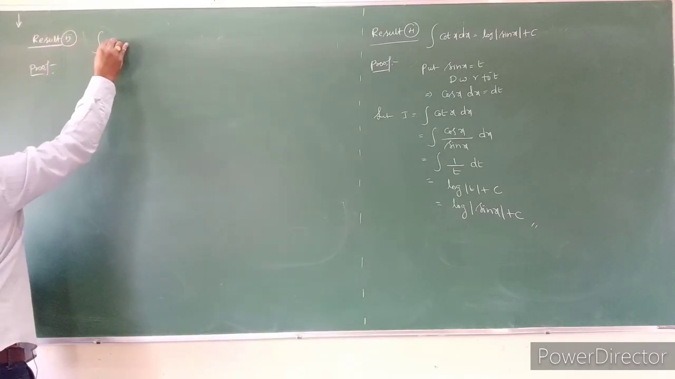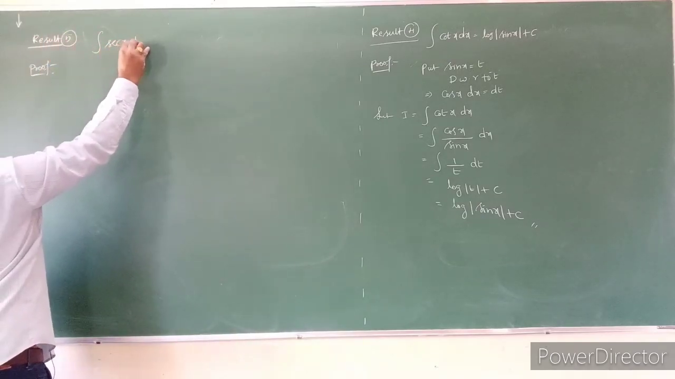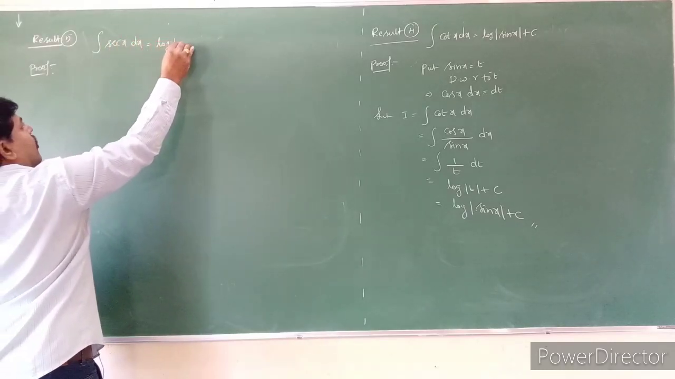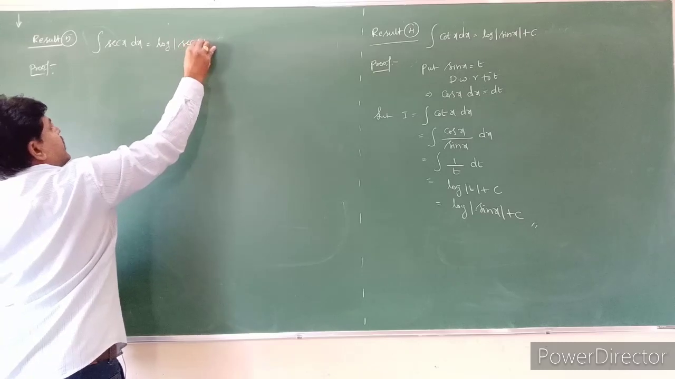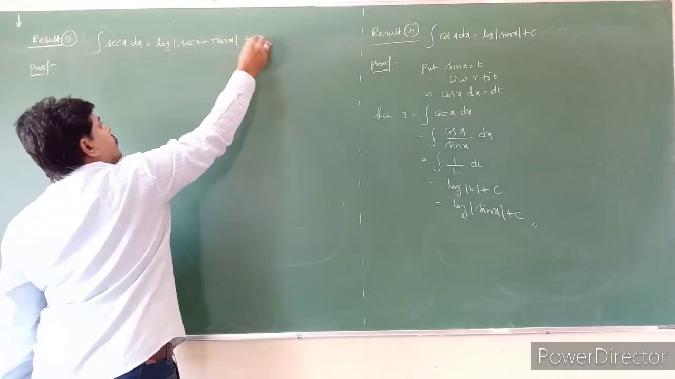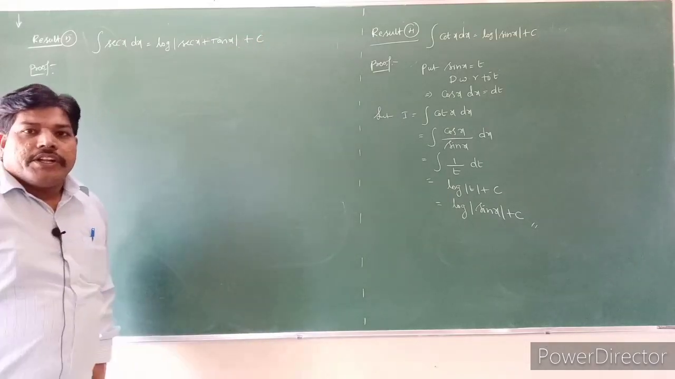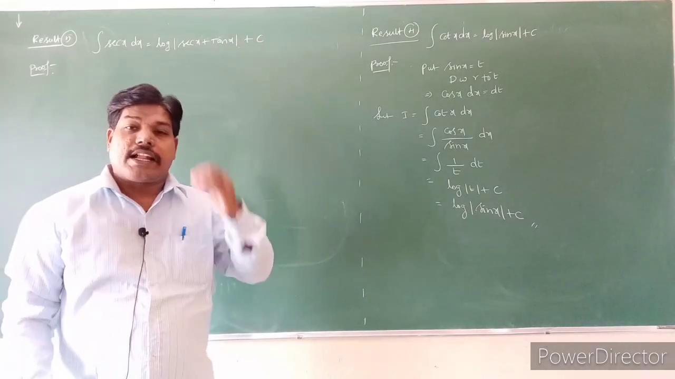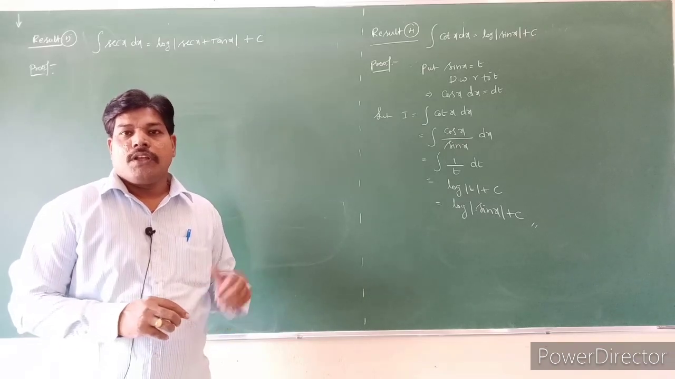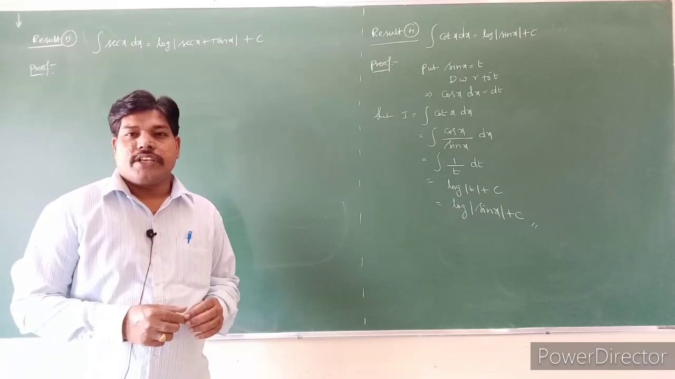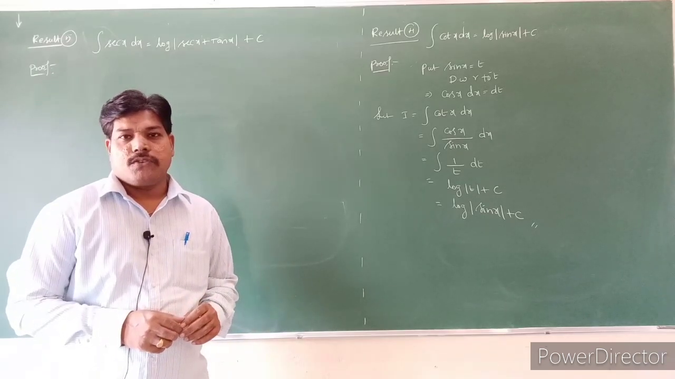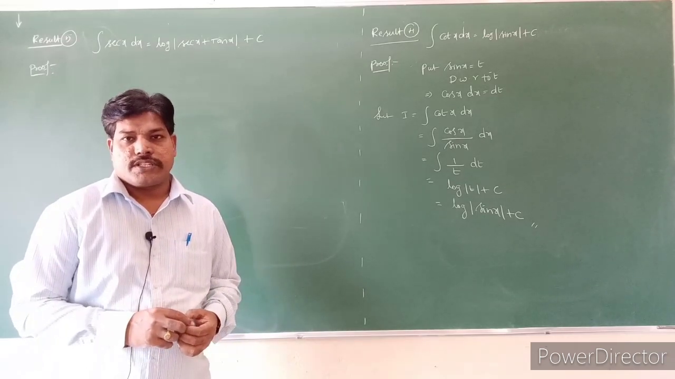Integral of secant x into dx is equal to log of mod secant x plus tan x plus c. Integral of secant x into dx is equal to log of mod secant x plus tan x plus c. So see that question, how to solve this question, okay.